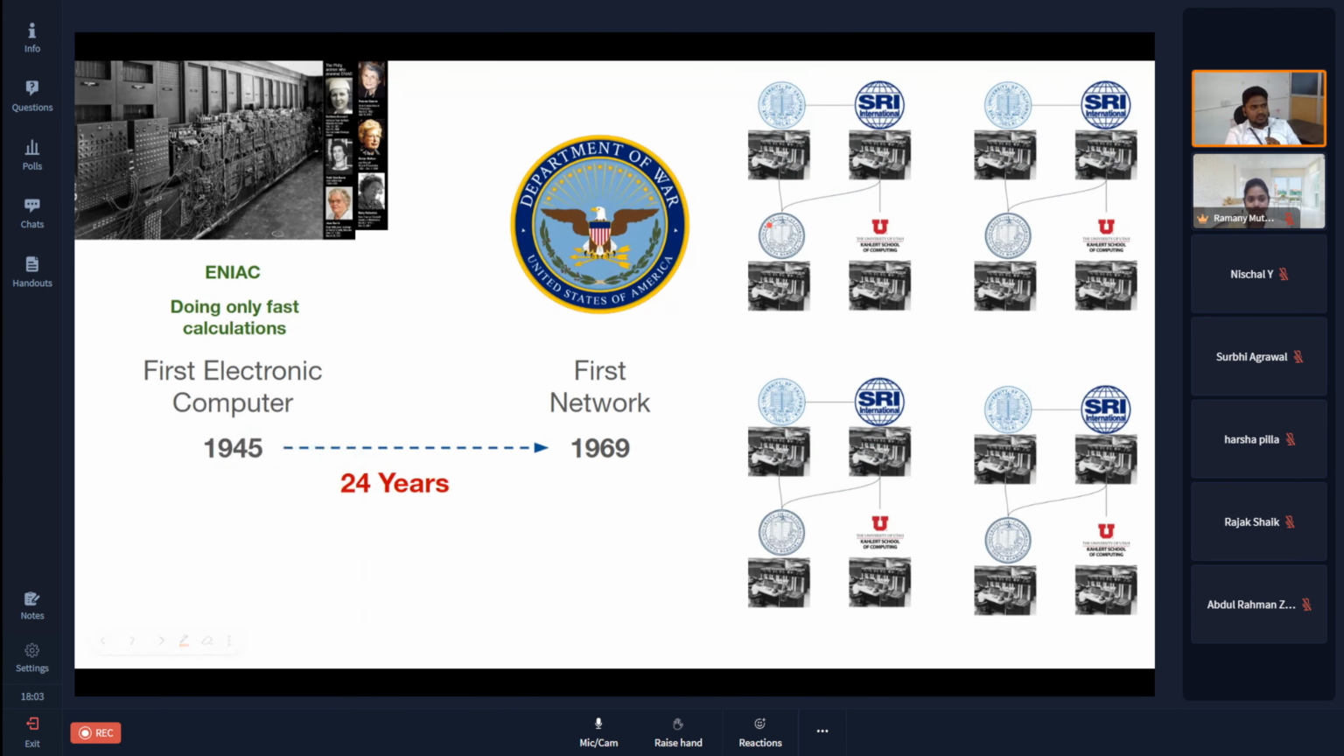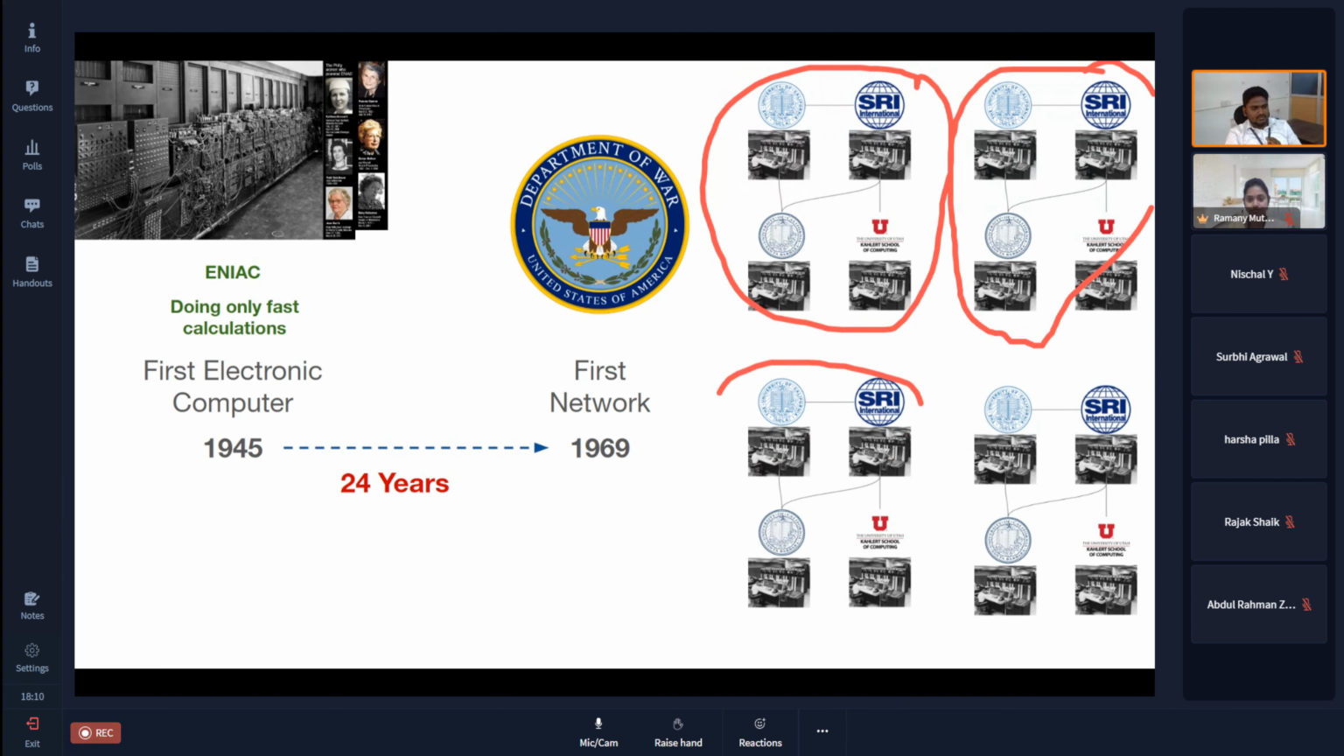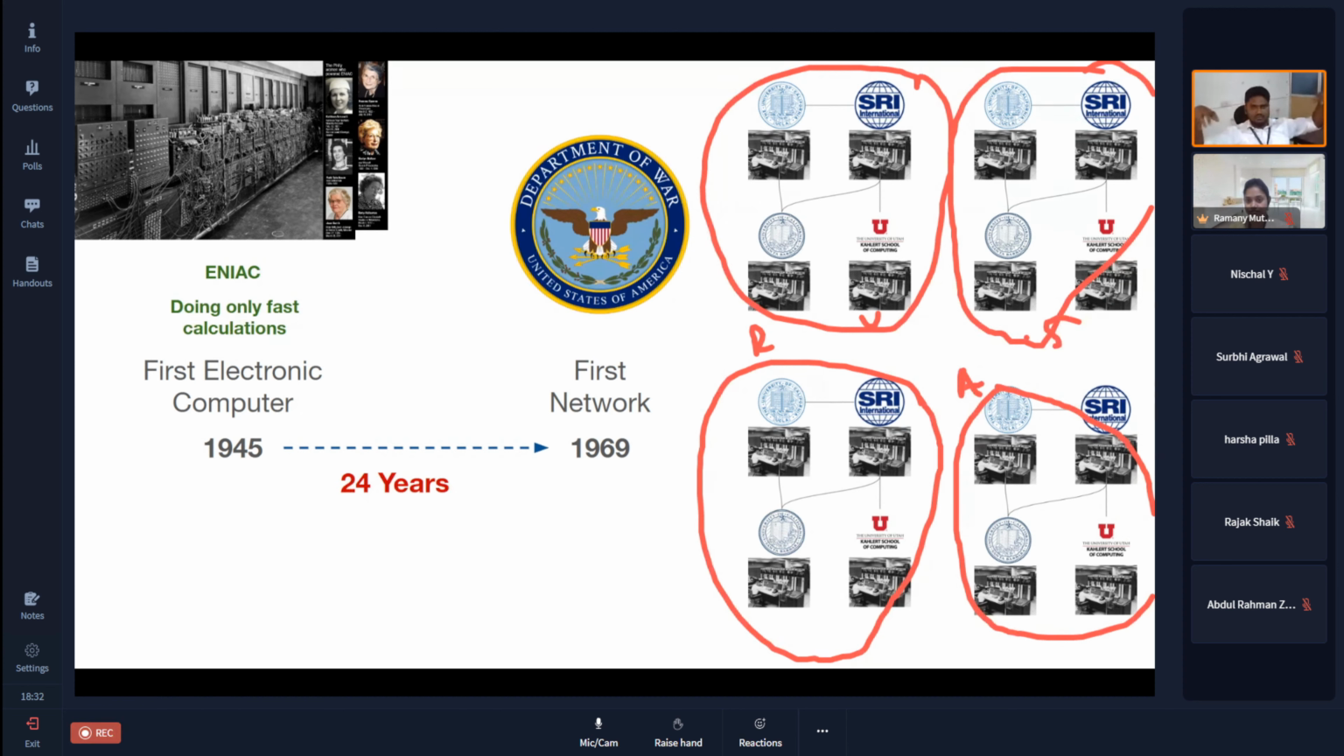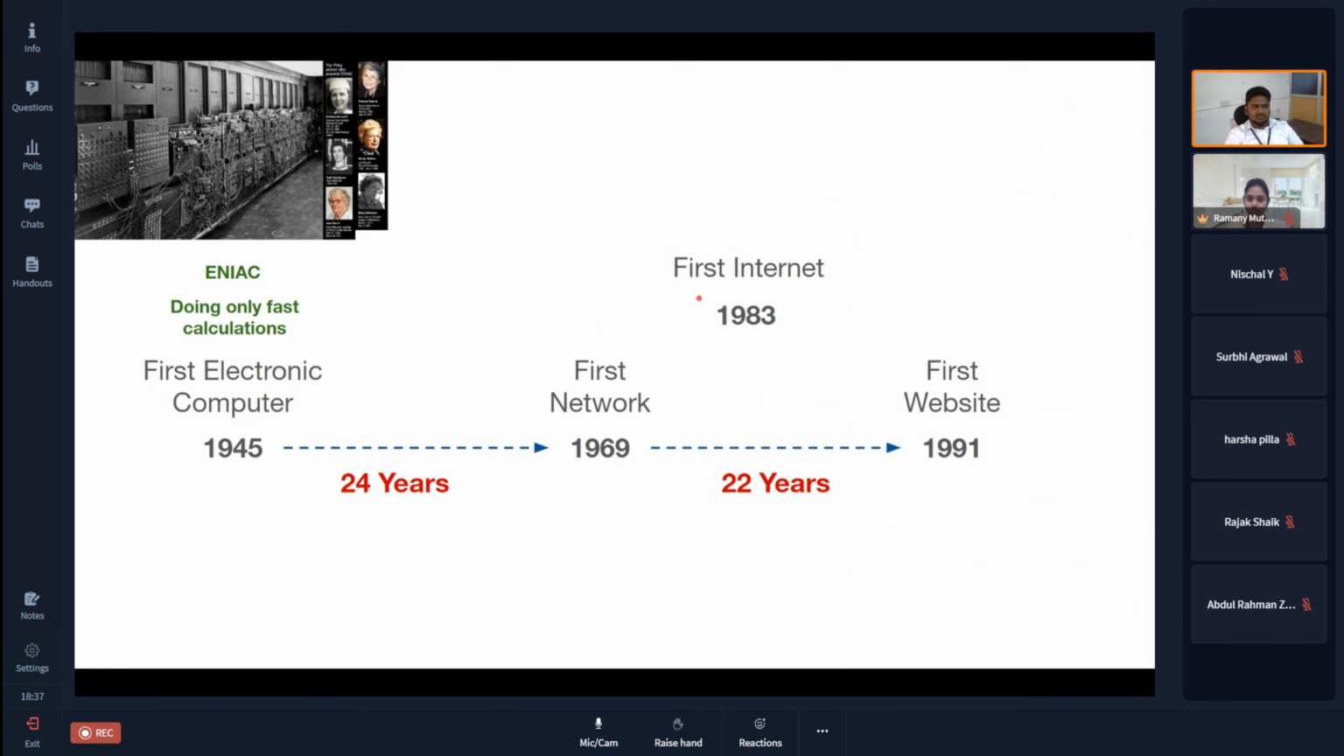So this is one network, and this is another network, and we have another network, and we have another network. Okay, so everyone had their own network, right? But they felt like, okay, we need to share the data across the networks. From the research organization to university, from the university to army, from army to schools. So different people wanted to share the information with each other. So that is when the first internet was born.